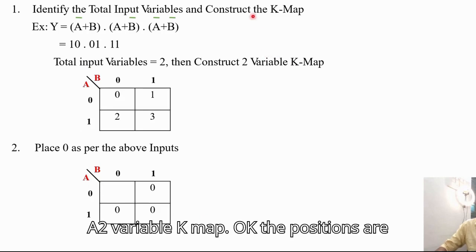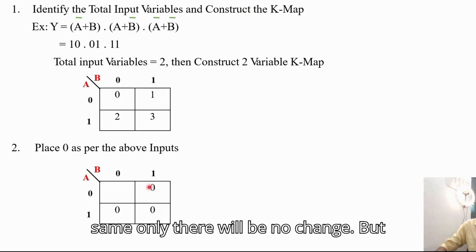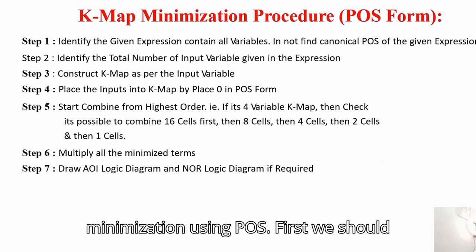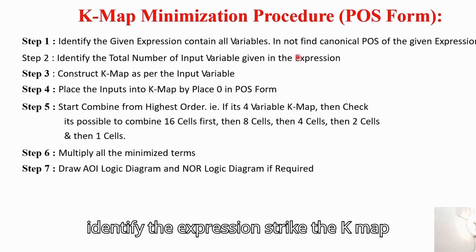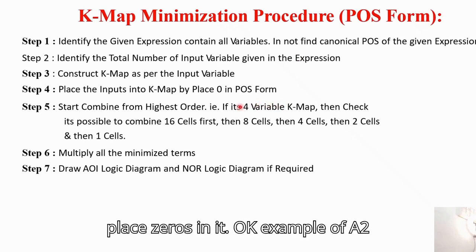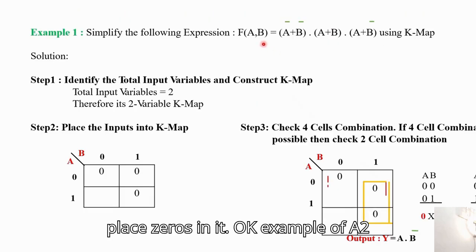Same case, a 2 variable kmap. Okay, the positions are the same, there will be no change, but instead of 1 we are using zeros. Kmap minimization using POS: first we should identify the expression and construct the kmap for the input variables. So we place the inputs in the kmap by placing zeros in it. Okay, so an example of a 2 variable kmap.